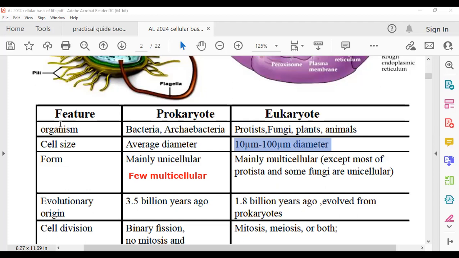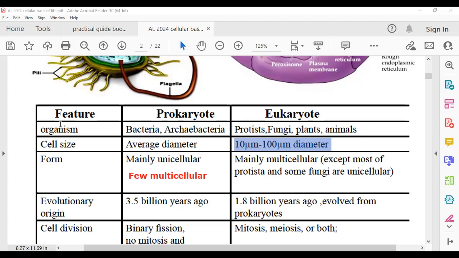Few are, what is it? Multicellular. Third, its evolutionary origin on this earth. The first organism evolved was a prokaryote. How many years ago did it evolve? 3.5 billion years ago it evolved.